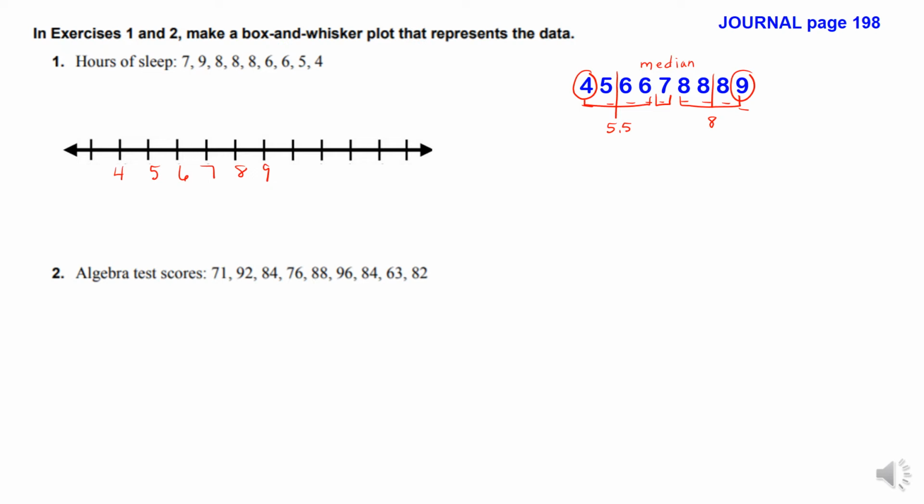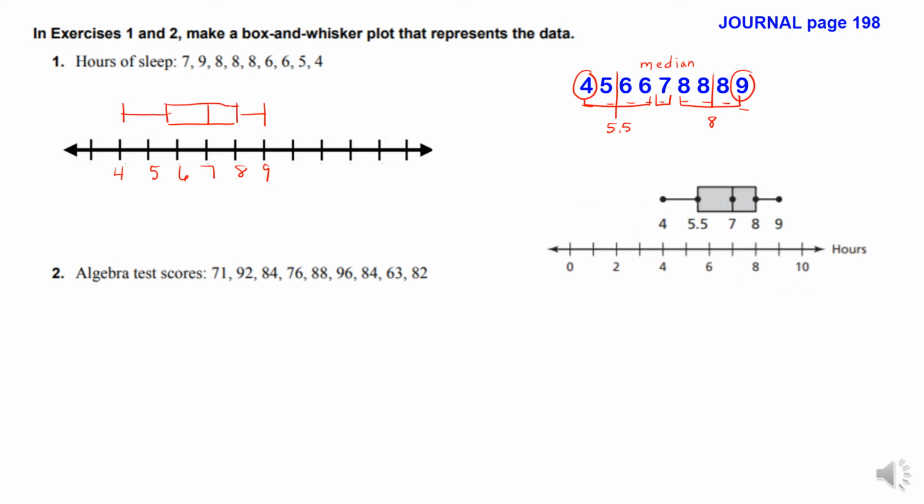And now I'm going to mark my 5-number summary on my graph. So I'm going to say my minimum is 4, then my quartile 1 is 5.5, and I'll use lines. You can use dots if you want. The median is 7. The quartile 3 is 8, and the maximum is 9. I take the middle 3 and I make a box, and then I make a line from the box out to my whiskers. And there is my box and whisker plot. So it should look something like that.